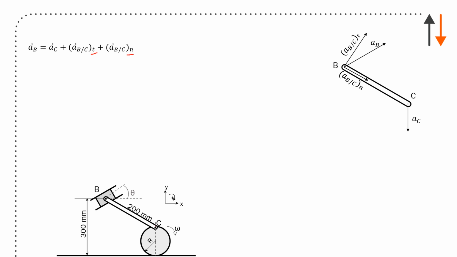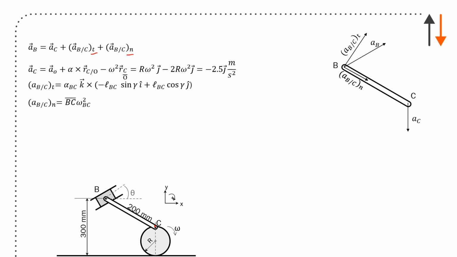Everything is now with reference to C, and we don't really know anything about point C. But we do know point C with respect to point O, and point O is down here. So if you look at the acceleration of point O, you know that alpha in this particular case is 0 because it's going along, and you also have an acceleration in the normal direction. We've talked about this in a number of different cases, but it's omega squared R of C with respect to O. So in the end, you end up with R omega squared J minus twice R omega squared J, which is equal to minus 2.5 J meters per second squared.